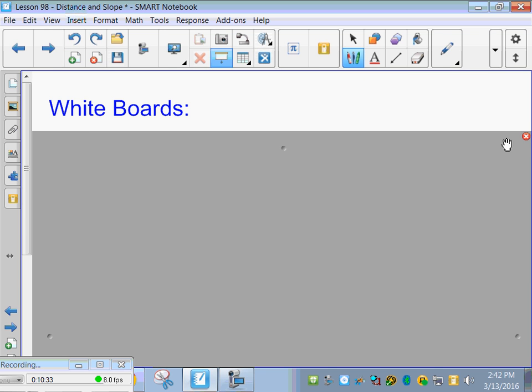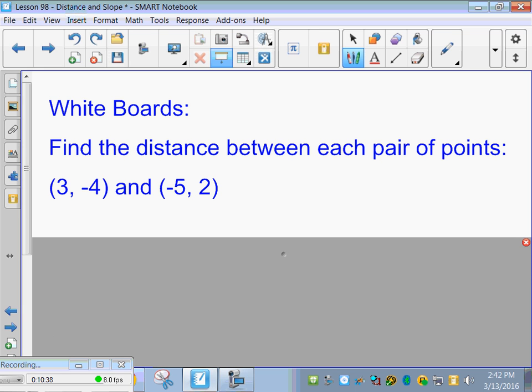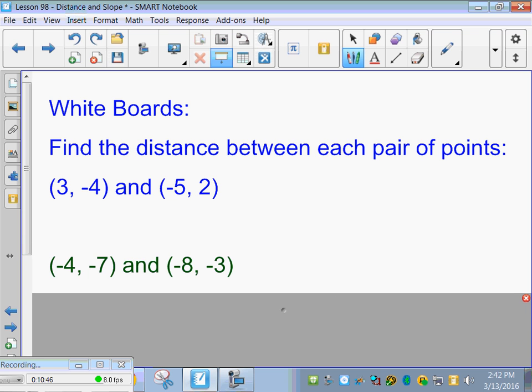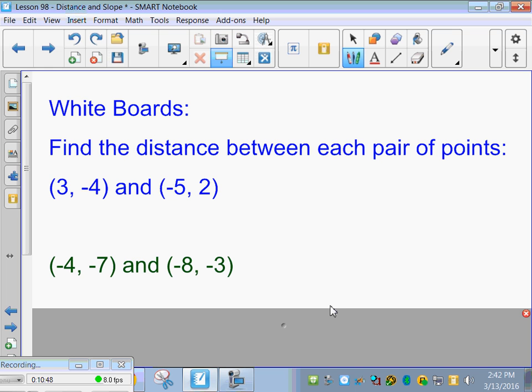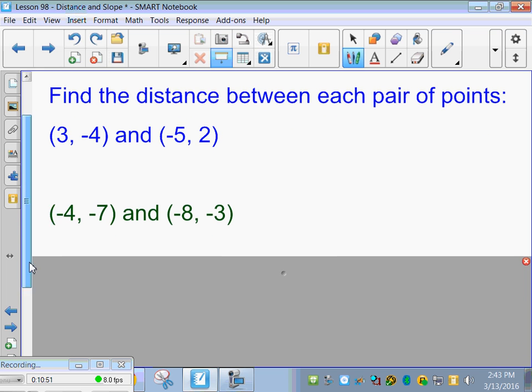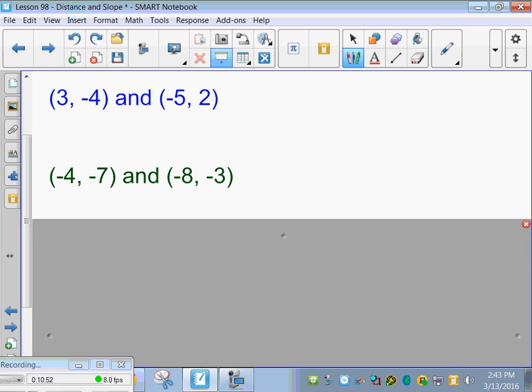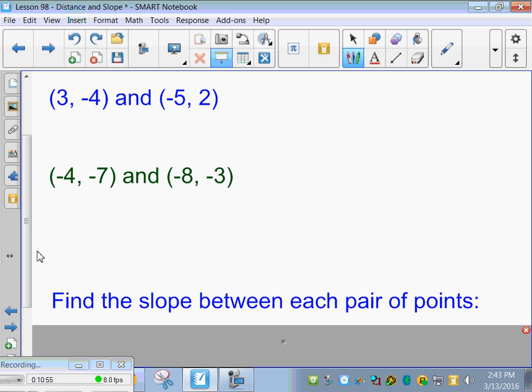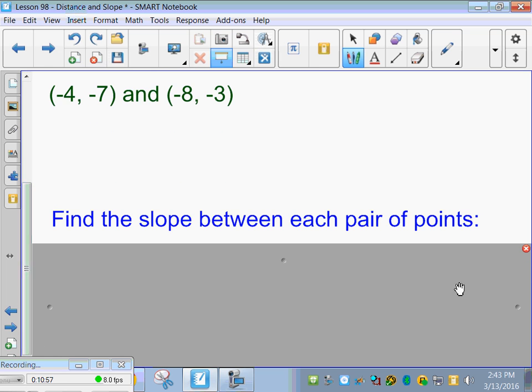All right, so I want you guys to try these on the whiteboards. Find the distance between each pair of points, and you can pause it and make sure everybody gets it using Pythagorean theorem. Okay, next one. Make sure everyone gets that one. And then we're going to find the slope between each pair of points.